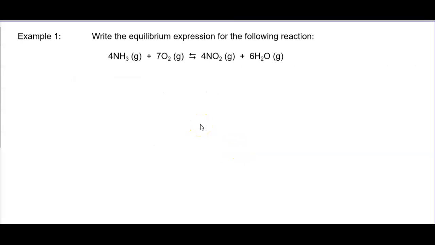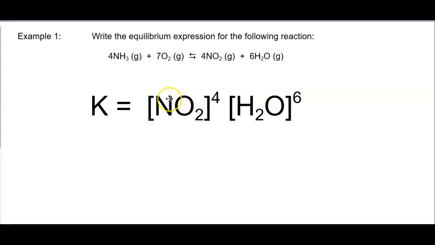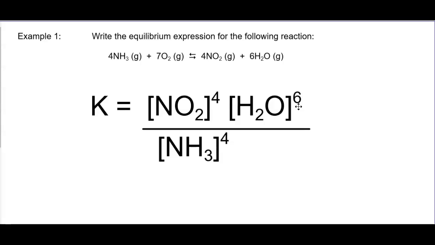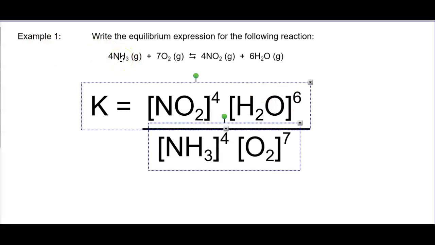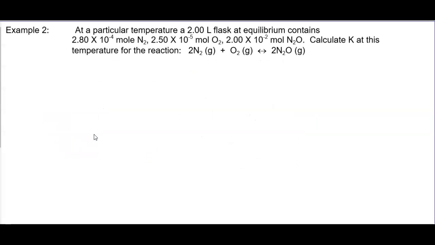So for example one, we're just going to practice writing an expression. So remember, we're going to put products on top, reactants on the bottom. So there we go, K equals. So I took the concentration of NO2 to the fourth, because it's 4 moles, concentration of H2O to the sixth, over the reactants, so NH3 to the fourth power and O2 to the seventh power. So that's how you write an expression.